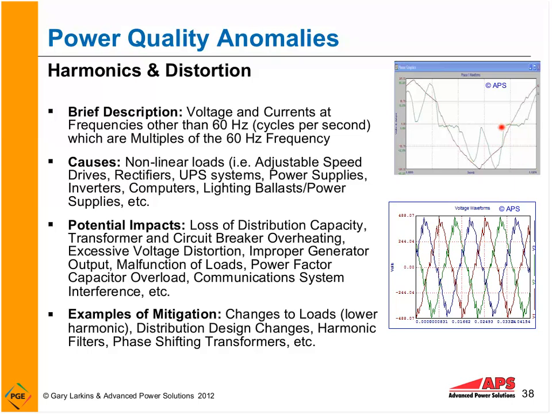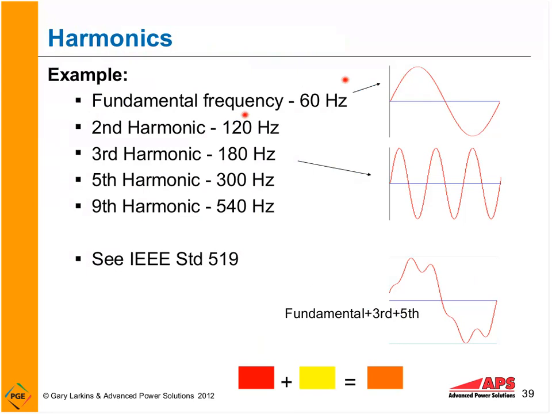That current being drawn through the system may actually cause this type of voltage distortion as well, especially if we're using a backup generator to supply our loads. So let's look at this. I have fundamental frequency at 60 hertz. If I have current flowing at frequencies other than 60 hertz, and I add that together with the 60 hertz, I actually get what's called waveform distortion. So here I can see the waveform is distorted.